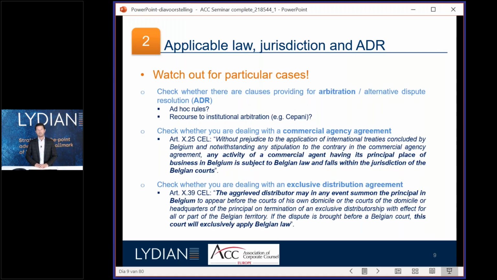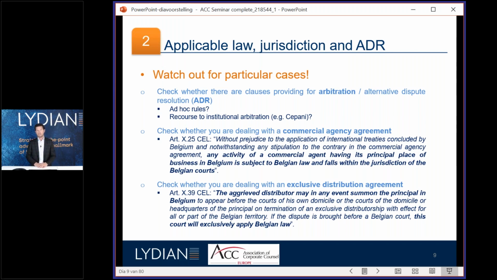Finally, watch out for particular cases, and particularly arbitration and mediation. Mediation is not so particular, but people are often not so familiar with arbitration, and certainly not with mediation, because we are mostly in Europe with civil law, and it's more in common law that mediation is a known concept.